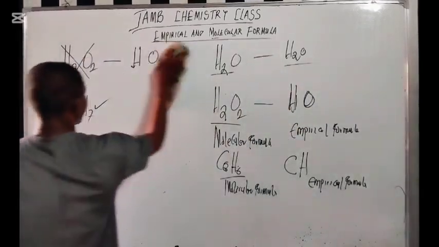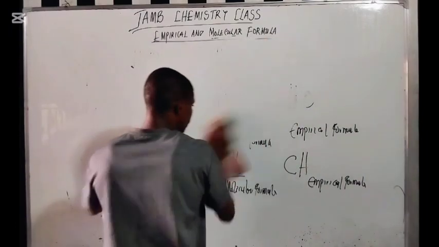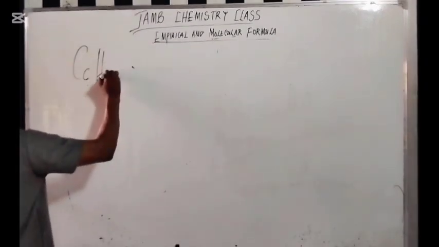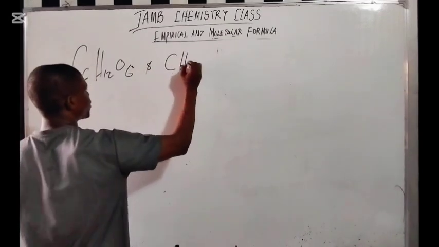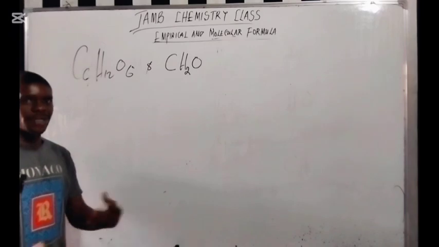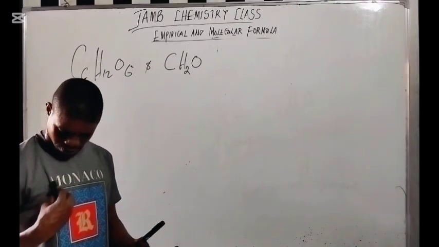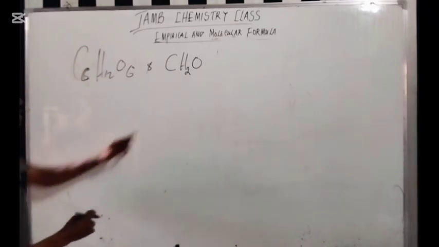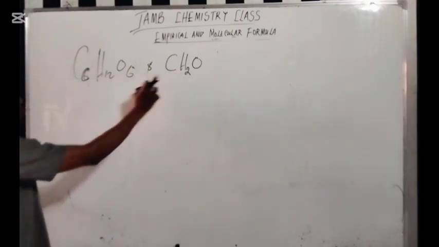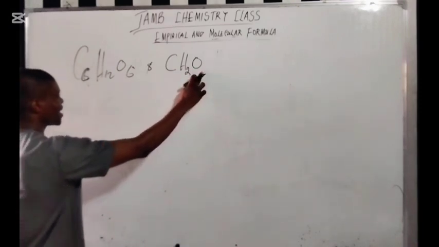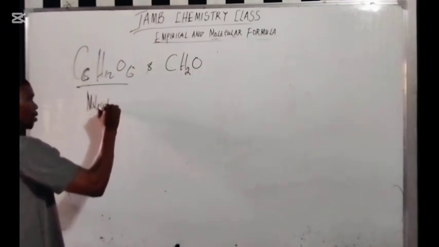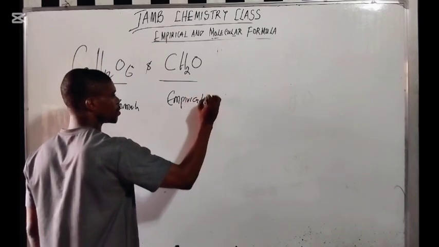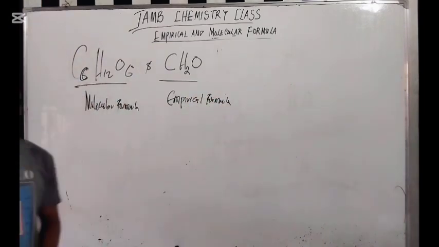For example, if you are comparing two compounds, here we have C6H12O6 and CH2O. If they ask which of these is the empirical formula and which is the molecular formula, it's very easy. Here we have C6H12O6, and this is CH2O. 6 can go into 6 once, into 12 twice, and into 6 once, right? So this is my molecular formula, and this is my empirical formula. As easy as that.